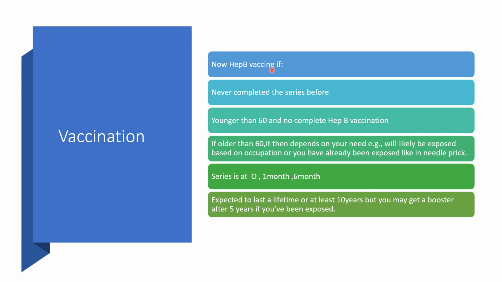Now, hepatitis B vaccine. That would be necessary if you have never completed the series of hepatitis B vaccine and now you are diagnosed with diabetes mellitus. If you are younger than 60, and there's no complete hepatitis B vaccination before now, then you should have it. If you are older than 60, it then depends on your need. For example, you will likely be exposed to hepatitis B based on your occupation as a nurse, or as a physician, or as a lab technician, or you have already been exposed, like you've had a needle prick, and you are greater than 60, you will need hepatitis B vaccine and immunoglobulin right now.